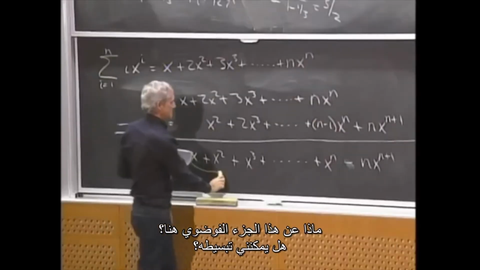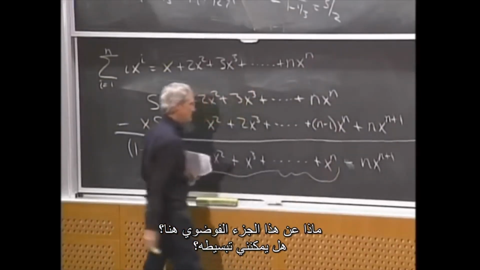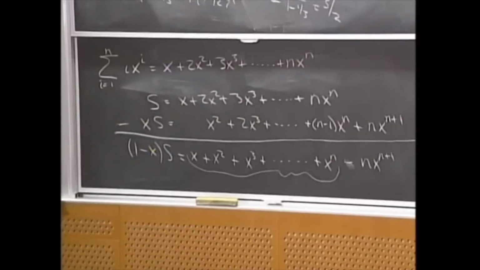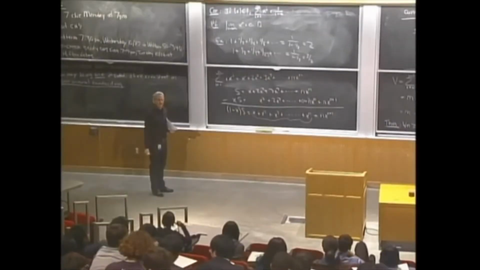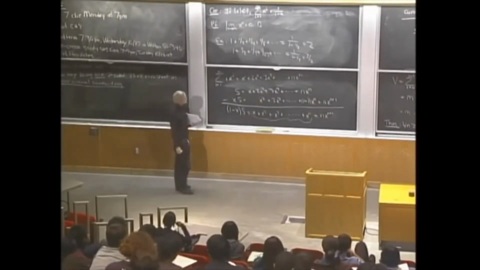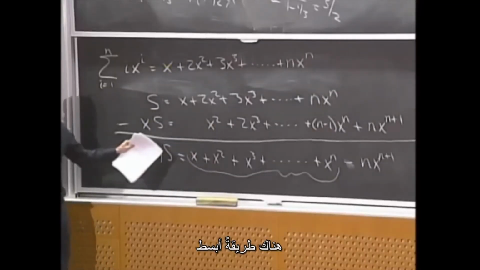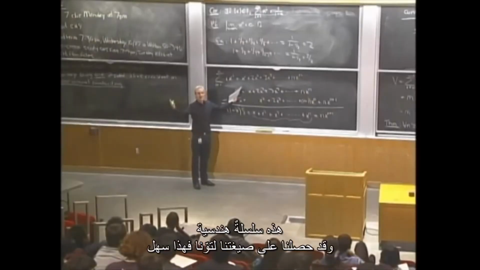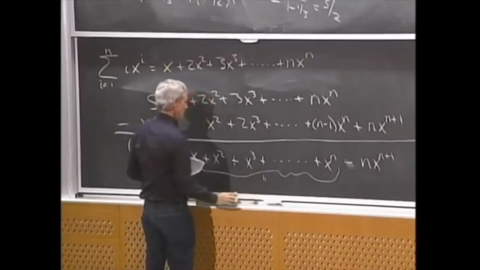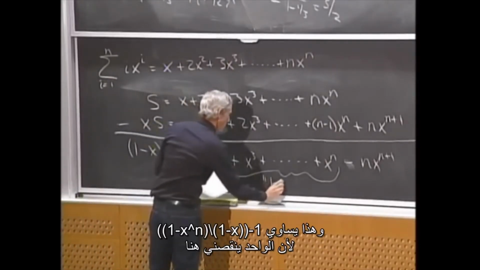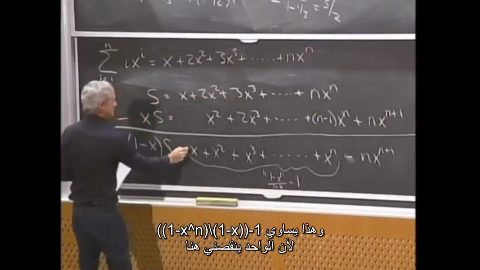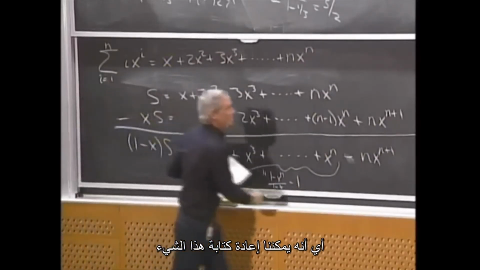What about this piece? That's still a mess here. Can I simplify that? Yeah, there's a simpler way. That's a geometric series. We just got the formula for it. So that's easy. This equals 1 minus x to the n over 1 minus x minus the 1, because I'm missing the 1 here. So we can rewrite this whole thing over here.